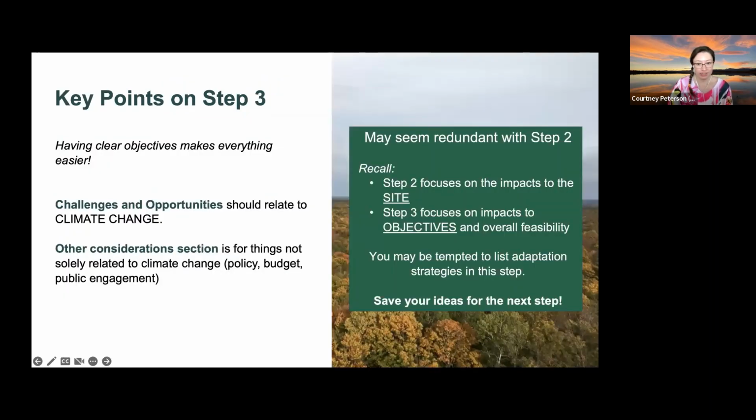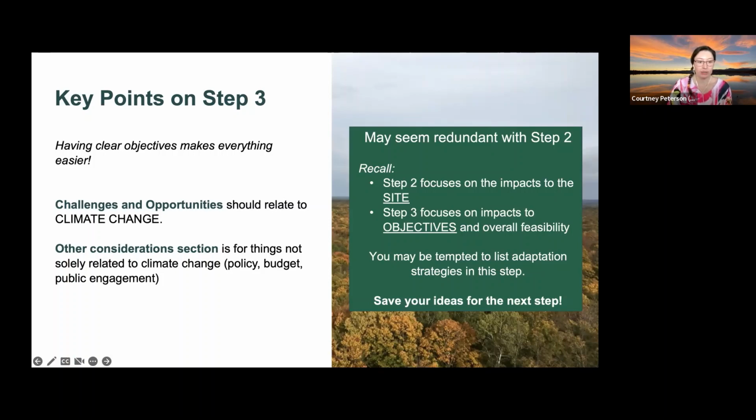So some key points on step 3. Again, this step is really to use time to ensure that you've created goals and objectives that are more likely to succeed given those projected impacts from climate change. And so your challenges and opportunities should really focus on climate change impacts, whereas your other considerations section is for those other things that are not solely related to climate change, such as policies, budgets, funding, capacity, and public engagement.